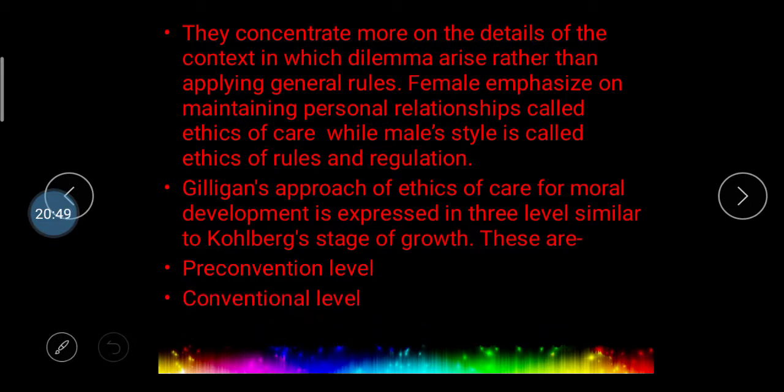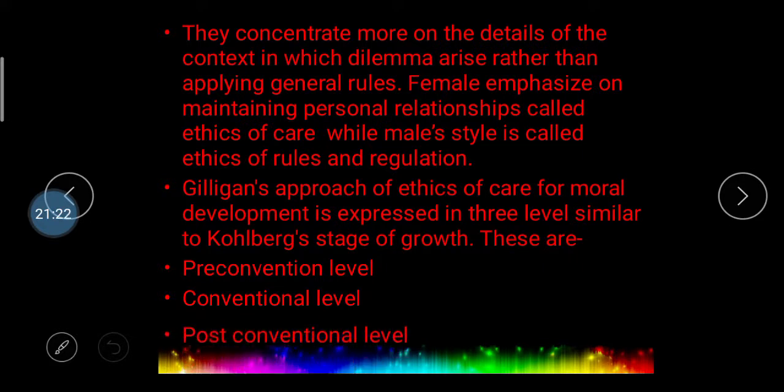Then in the conventional level, in this stage, the individual's intention is not to hurt others, and there is a willingness to sacrifice for self-interest. In Kohlberg's theory, we can discuss that they can think about the public and about their families and groups. But in this theory, they only have a willingness to sacrifice for the interest, because he also considers the female's approach, right?